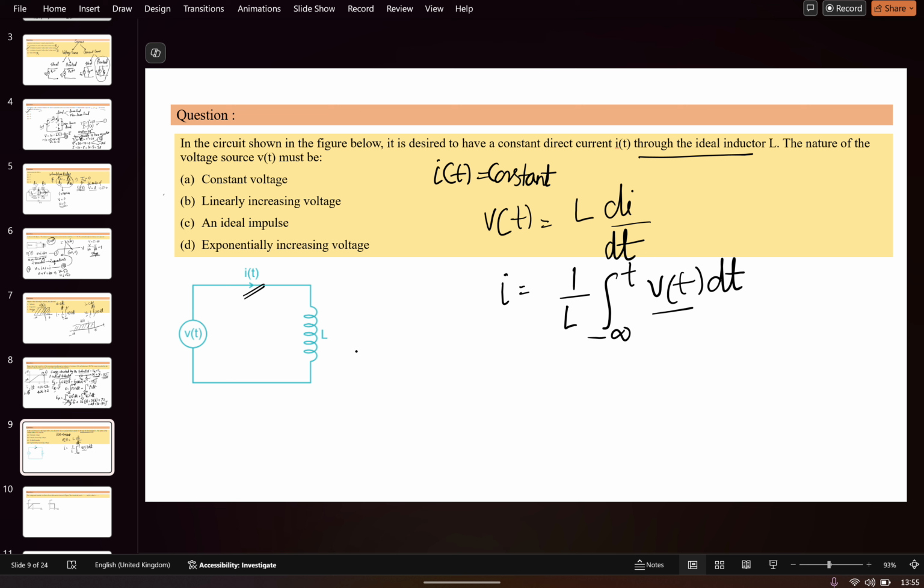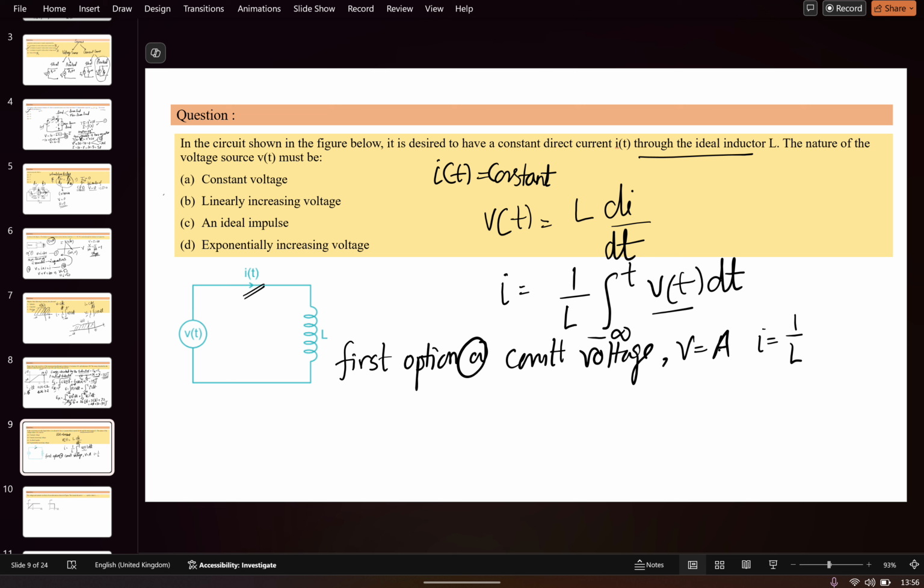Suppose for the first option A, this is a constant voltage, meaning V is equal to, let's take one value, A volt. So for this, what is the value of I? 1 by L times the integral of A, A is constant, so A and then t, this is time t. So this will come out to be A t by L. So this is nowhere coming constant. It is a function of time.